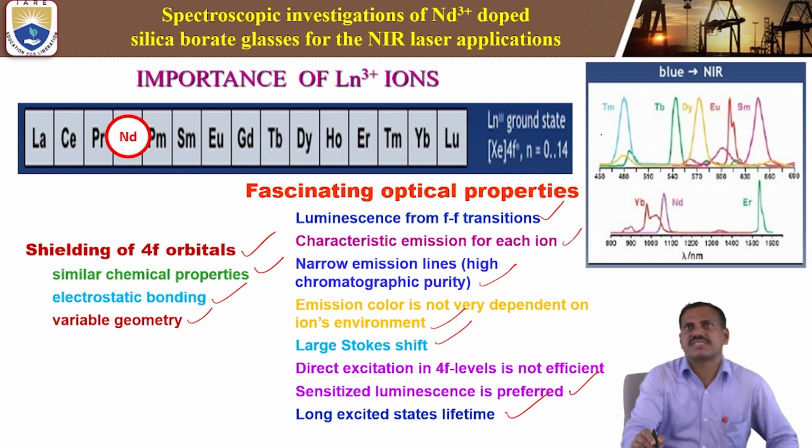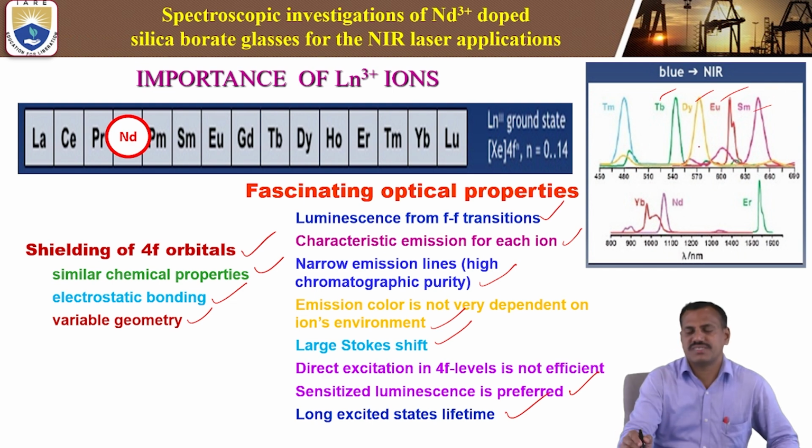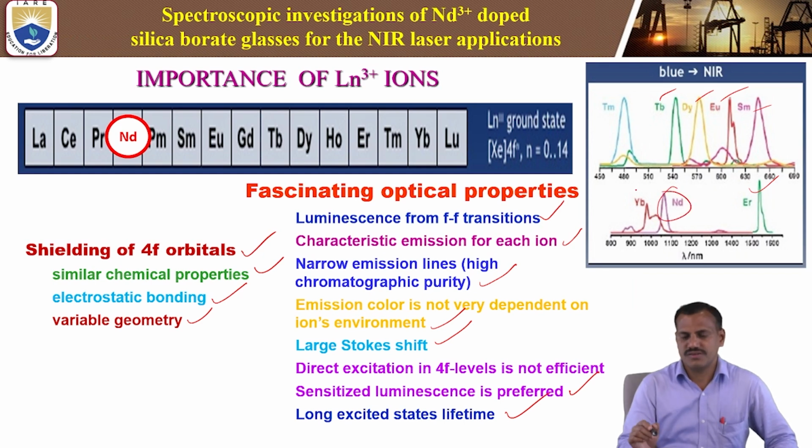Previously we discussed all the visible emissions. So far we discussed samarium, europium, dysprosium and terbium. Thulium has not been discussed so far. These are the visible emissions. In the last lesson we discussed erbium doped glasses, which have visible emission as well as near infrared emission. With Nd, you cannot get any visible emission. You can get only near infrared laser emission. That is why Nd doped glasses are used for NIR laser applications. This is one of the important topics in our laser glass spectroscopy.